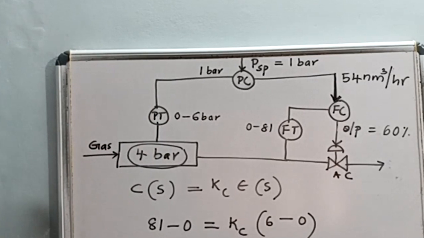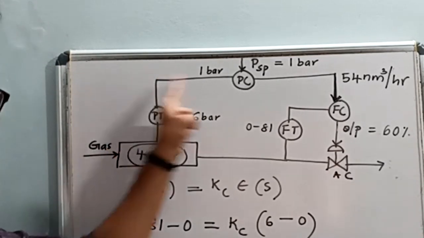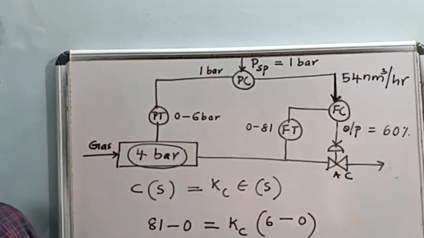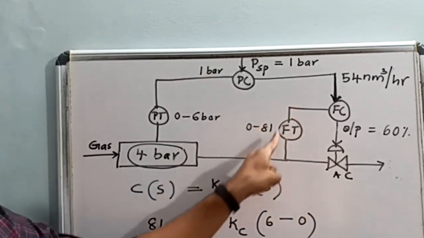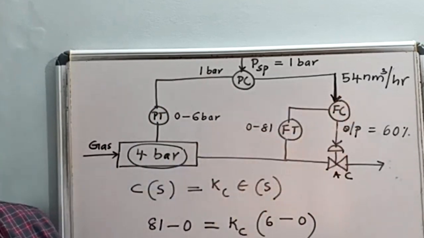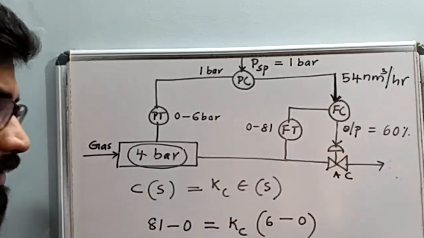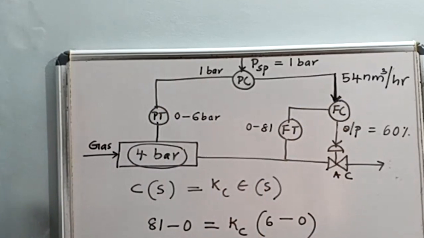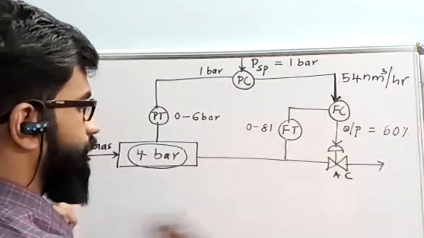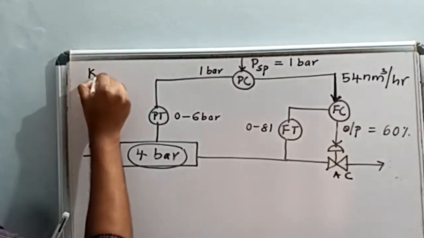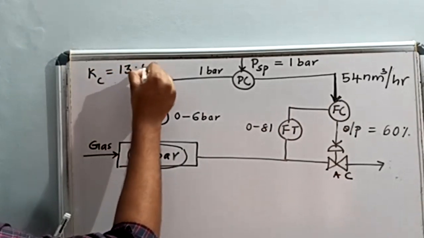Clear? That is, the input is the pressure. Pressure is from 0 to 6. That is the range. 0 to 81 is the flow rate range we have, the maximum flow rate we can measure. So 81 by 6 will be equal to this. So the first method is to find the value of Kc. So I'm getting my Kc equal to 13.5.